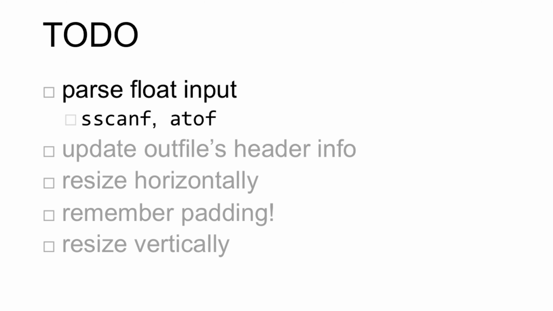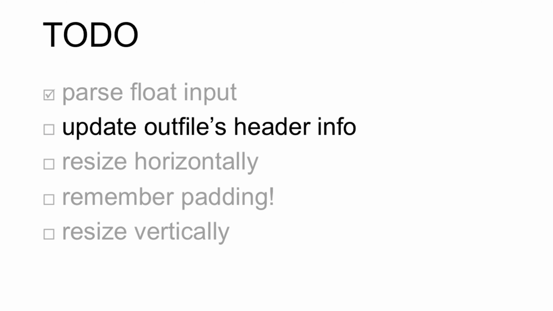But we need to parse floats, not integers. So check out the scanf function and the a2f function. Also make sure to check all corner cases, perhaps taking a peek into CS50's own getFloat function for more hints. Then we need to update the out file's header information.